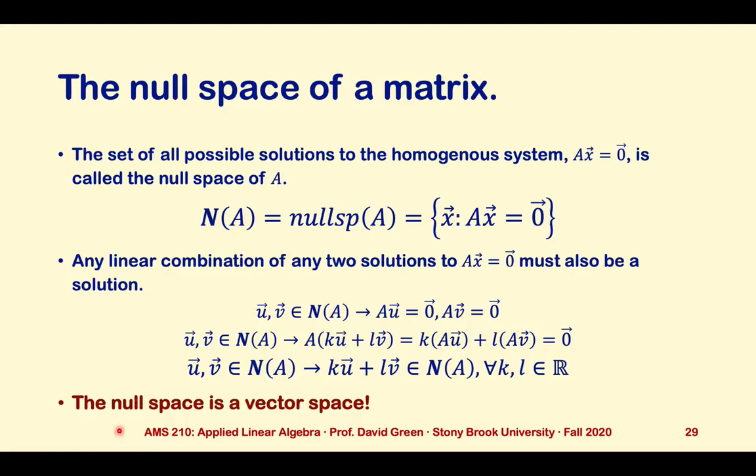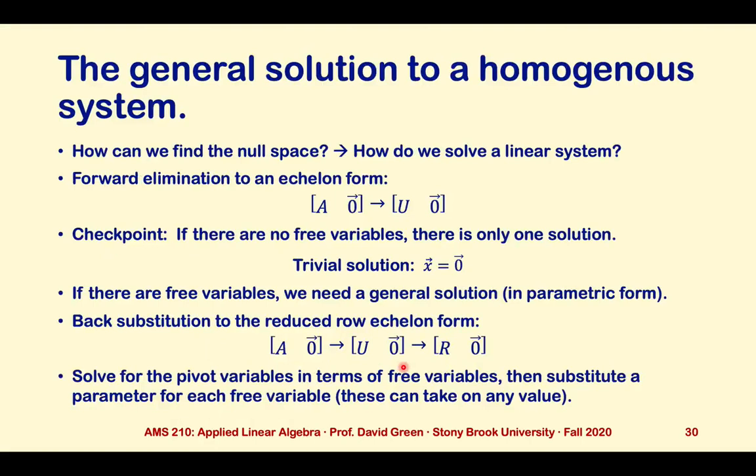This implies that the null space is a vector space. If we take any two vectors from the null space, their linear combination is also in the null space. It's a set that is closed with respect to scalar multiplication and vector addition, exactly how we define a vector space.